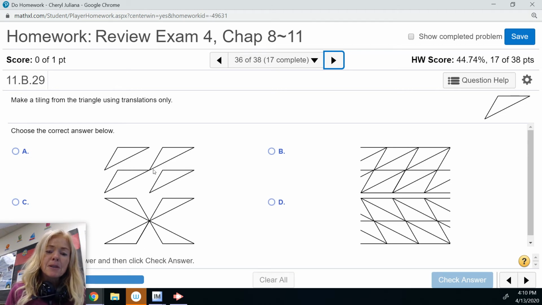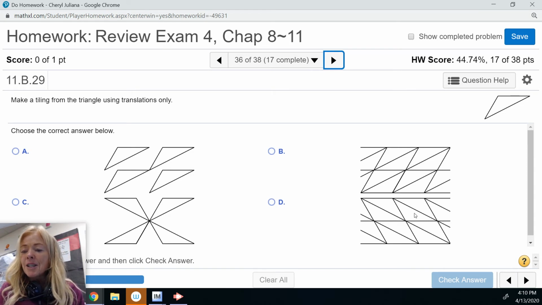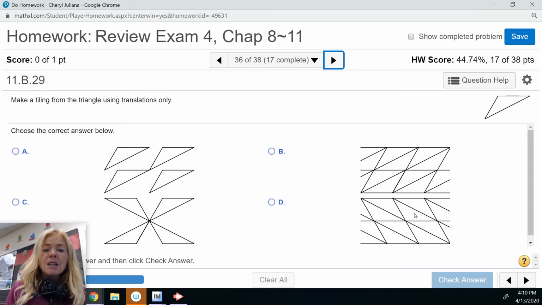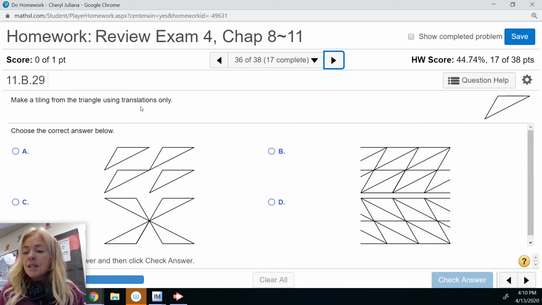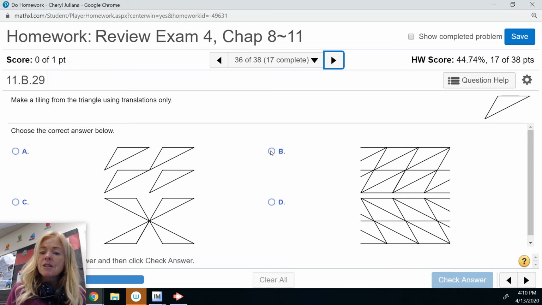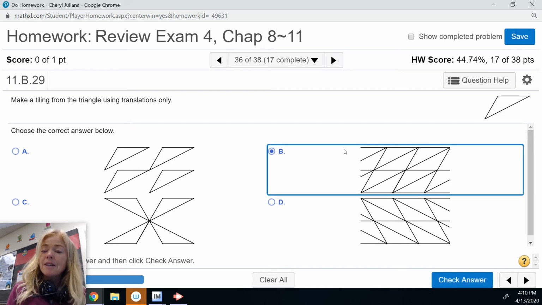And here we have gaps. So A and C are out. When you're looking at these two, these are looking pretty good. Oh, and it can only be translation, so it has to be slid. So it looks like it's going to be B because you're sliding it, and what you're creating is a gap that can be fit right inside that. So a translation is meaning a slide, and that would be a great picture of a tiling done with translations only for B.